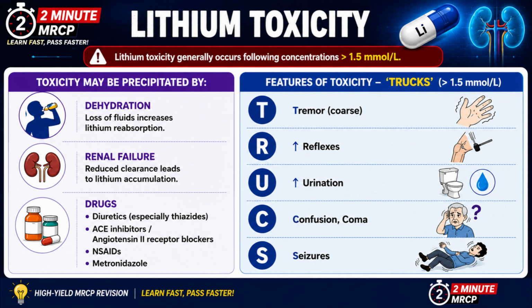Remember the features of toxicity with the mnemonic TRUCS. T stands for coarse tremor. Remember, fine tremor occurs at therapeutic levels, while coarse tremor suggests toxicity. R stands for increased reflexes, or hyperreflexia. U stands for increased urination, due to nephrogenic diabetes insipidus. C stands for confusion, which may progress to coma. And S stands for seizures.